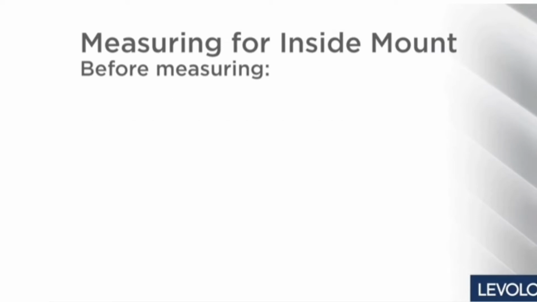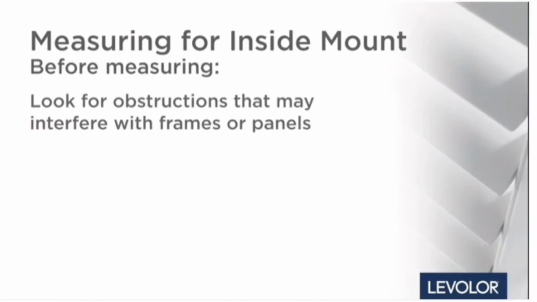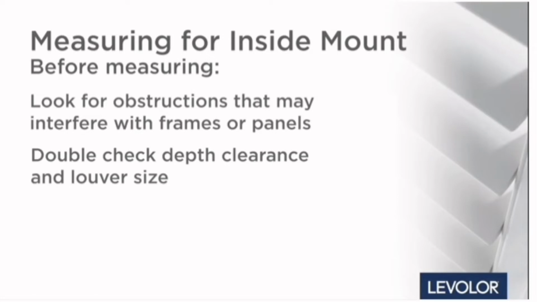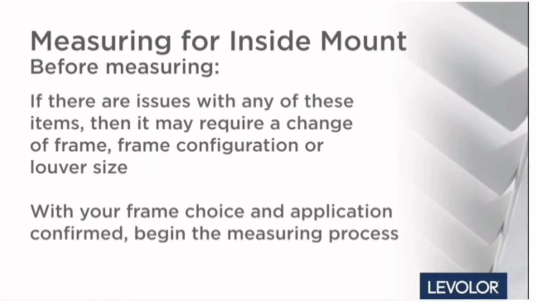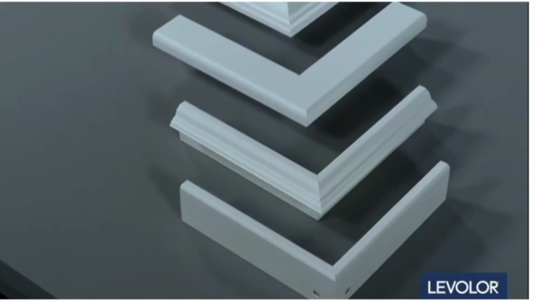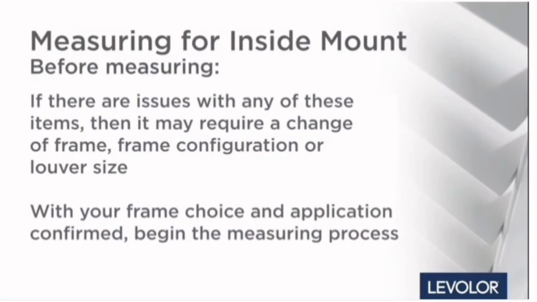Before you measure, 1. Look for obstructions that may interfere with frames or panels. 2. Double-check depth clearance and louver size. And 3. Determine if the window has a sill or not. If there are issues with any of these items, then it may require a change of frame configuration or louver size. With your frame choice and application confirmed, begin the measuring process.